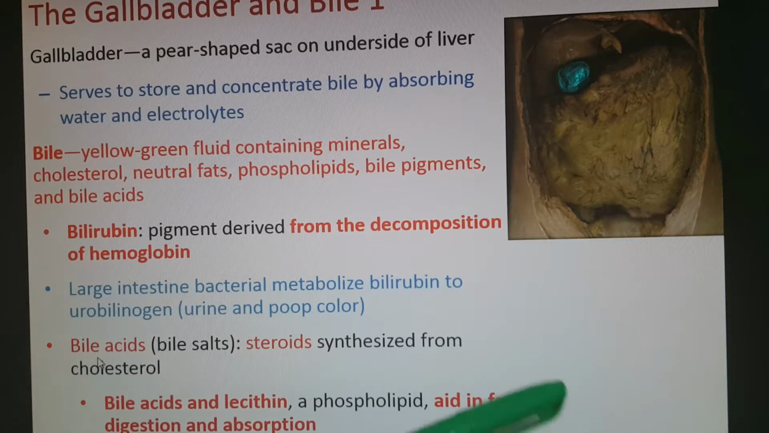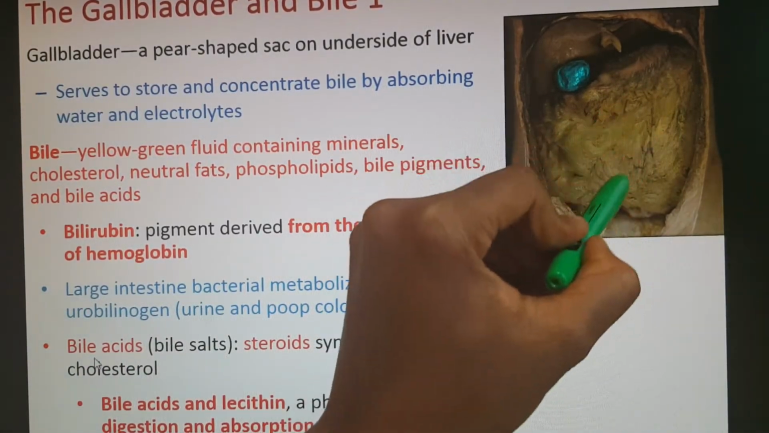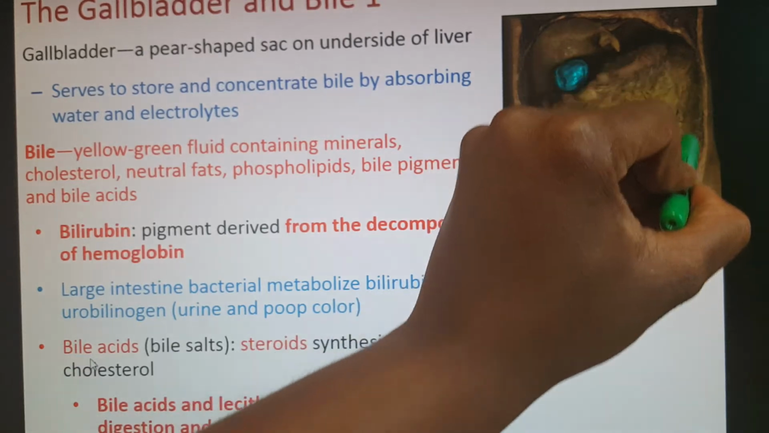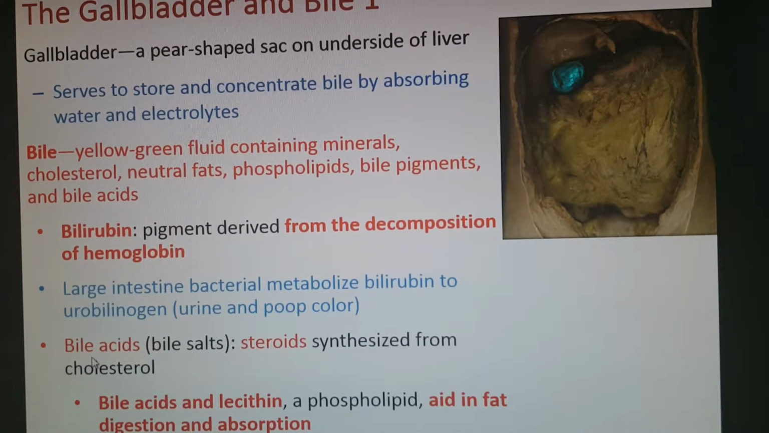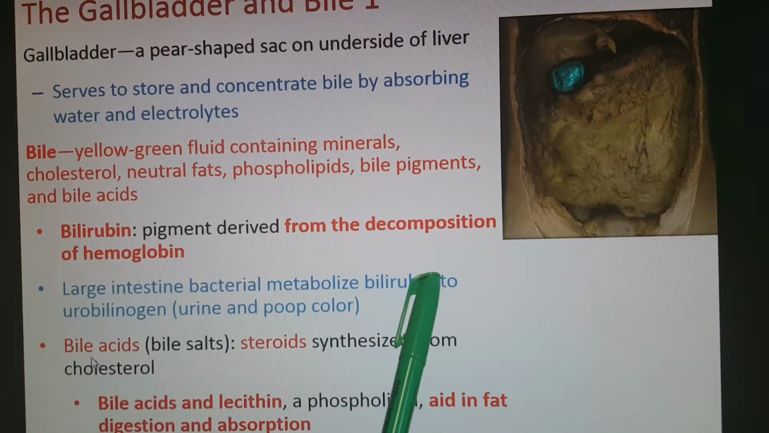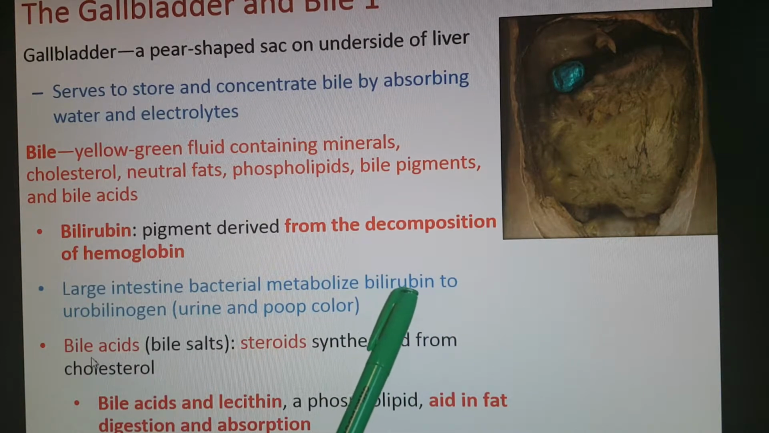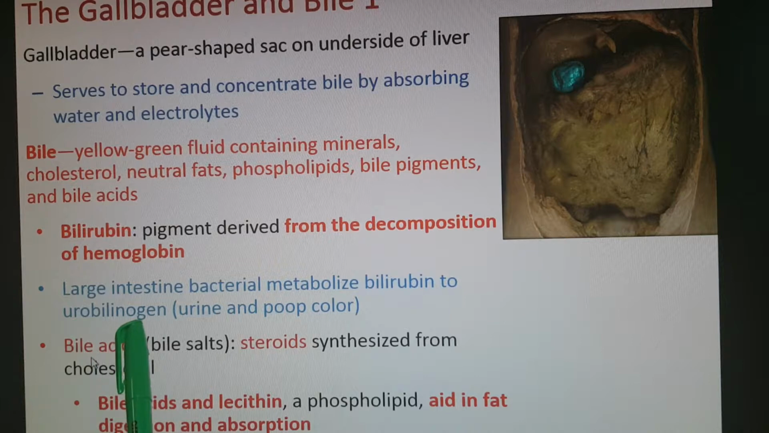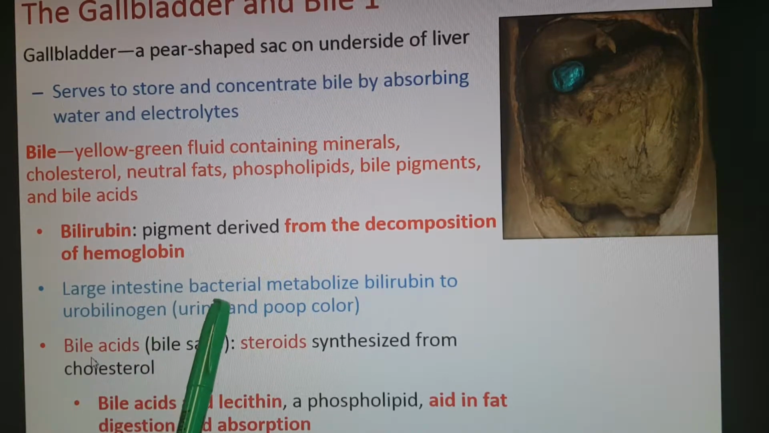goes into the large intestine, so small intestines moving into the large intestines, where there's bacteria that will break down the bile. So it metabolizes the bilirubin, which is from your bile, so it's the pigment in there, to urobilinogen, that contributes to the urine and poop color. So it ends up breaking it down into two different colors, the more yellow color for urine and then the more brown color for poop.